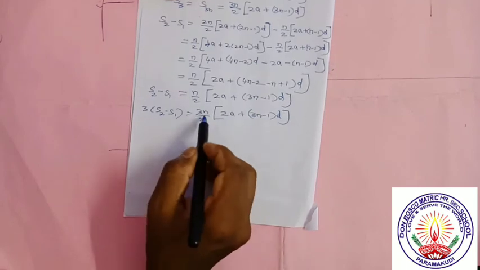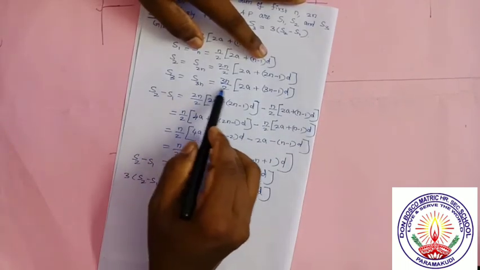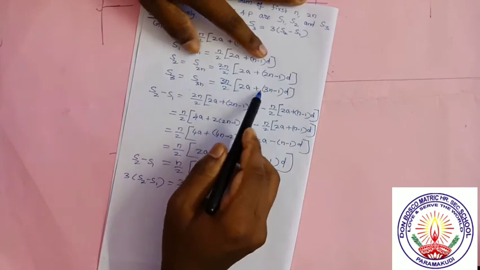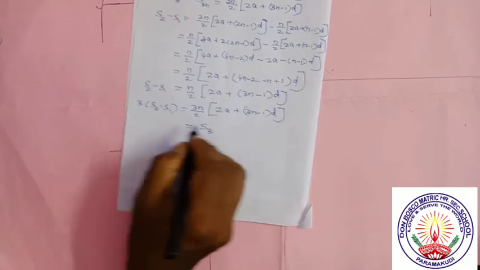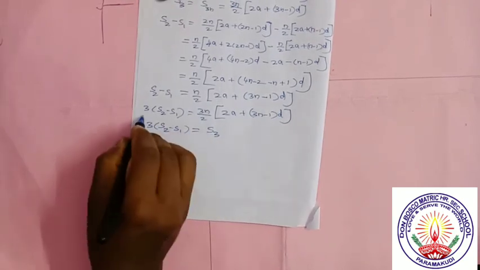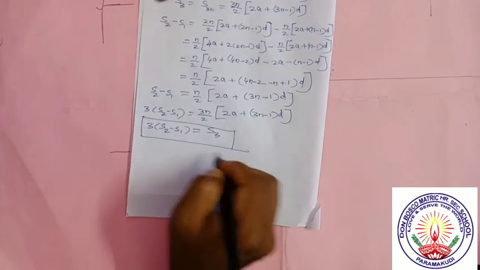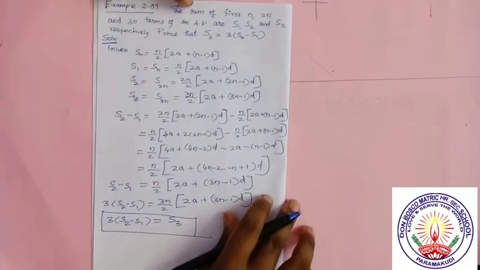Now see, this is S3, already we have written: S3 is equal to S3n, which is equal to 3n by 2 into 2a plus 3n minus 1 into d, therefore this is equal to S3. So 3 into S2 minus S1 is equal to S3. That we have to prove, we have proved. So this is a very simple and important example question.